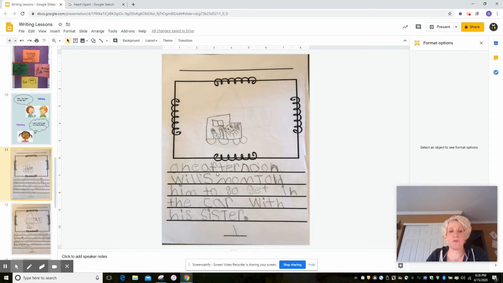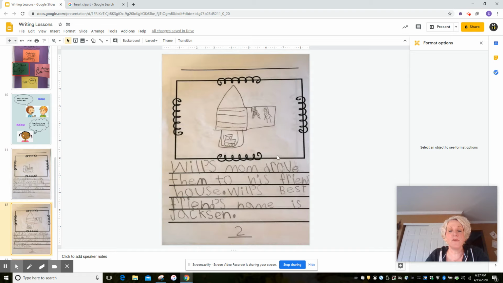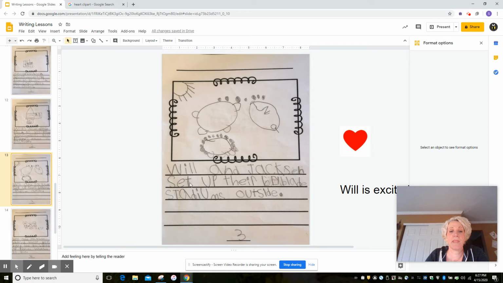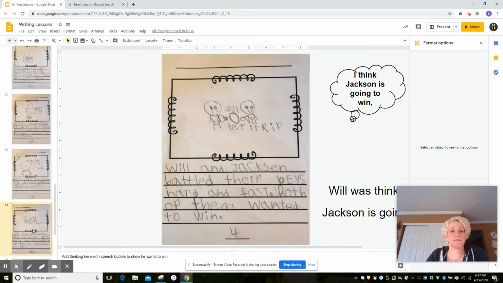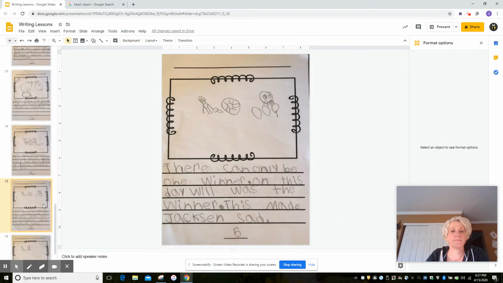Page 1 starts out. One afternoon, Will's mom told him to go get in the car with his sister. Will's mom drove them to his friend's house. Will's best friend's name is Jackson. Will and Jackson set up their Beyblade stadiums outside. Will and Jackson battled their bays hard and fast. I love the movement there. Both of them wanted to win. There can only be one winner. On this day, Will was the winner.